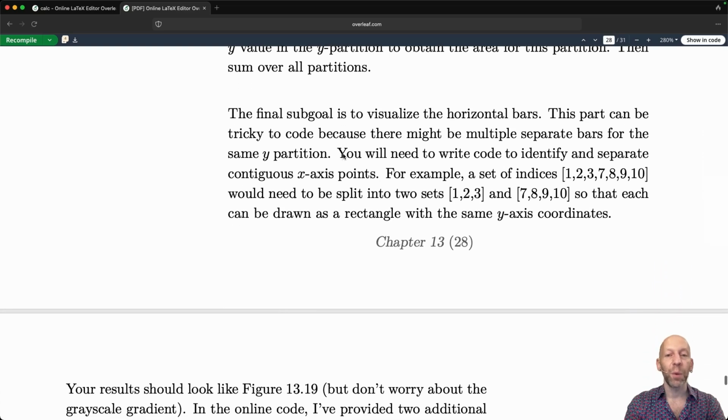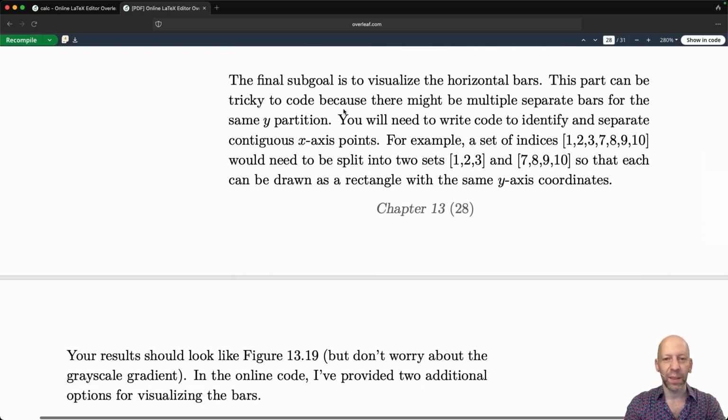Now, the final sub-goal is actually just visualizing. This is not calculus anymore. This is just matplotlib stuff. But this is also pretty tricky. This is trickier than visualizing the Riemann sum because you need to worry about the possible occurrence of repeated groups on the x-axis that correspond to the same y-axis value.